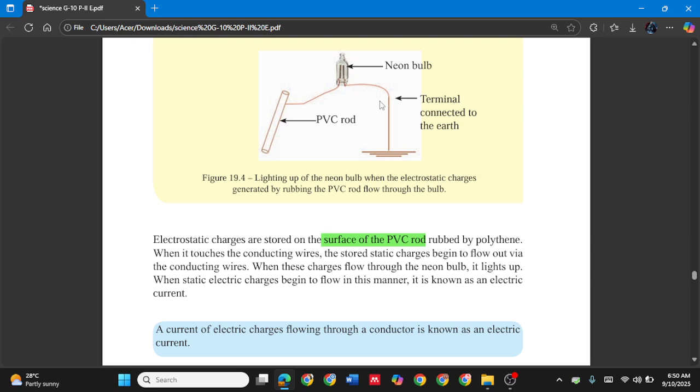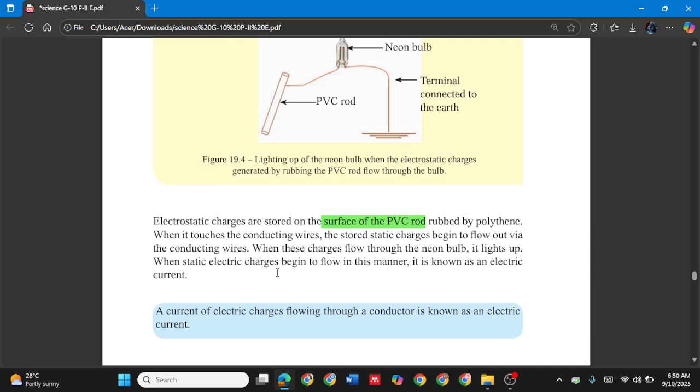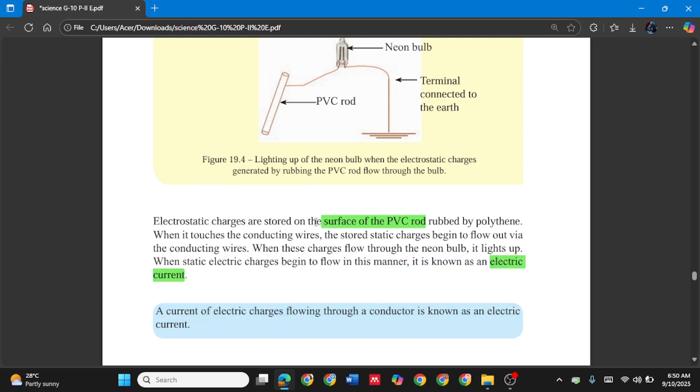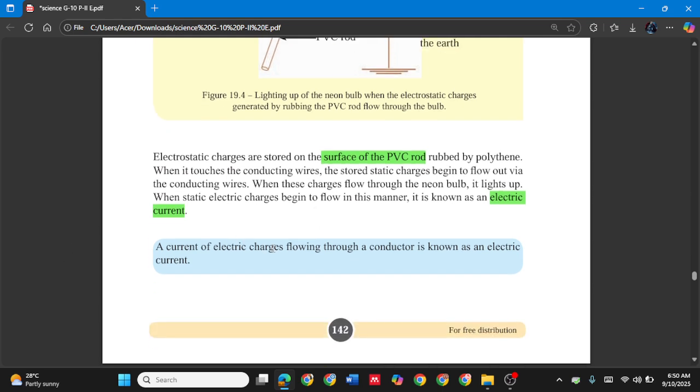When these charges flow through the neon bulb, it lights up. That means this bulb lights up when these charges go through these wires. When static electric charges begin to flow in this manner, it is known as electric current. So this is what we call electric current, where the electrostatic charges started to move. A current of electric charges flowing through a conductor is known as electric current.